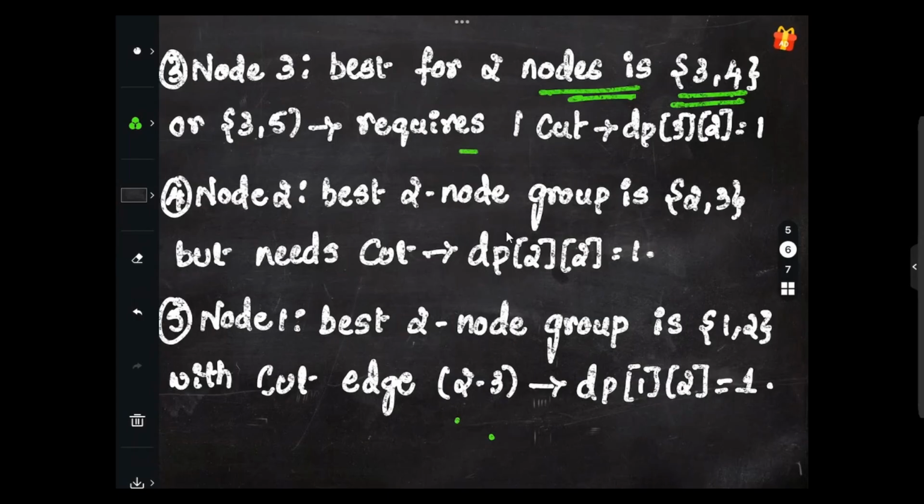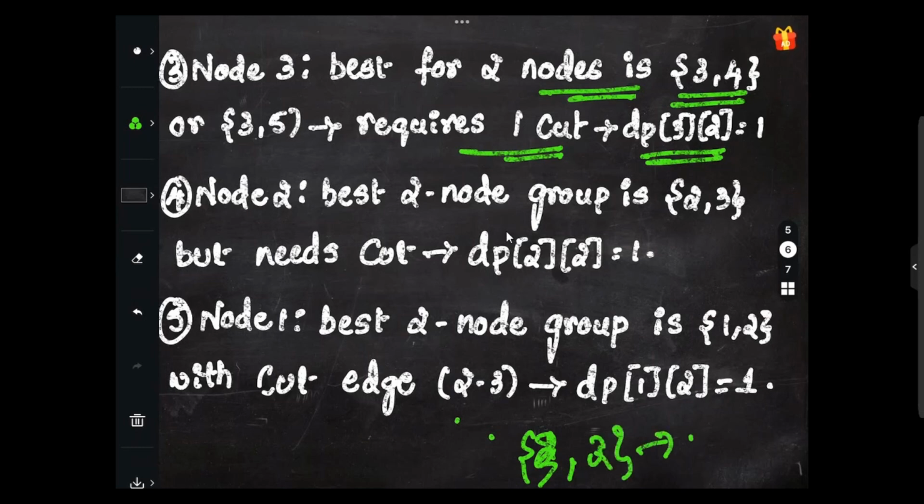So this requires one cut. Again the value of DP of 3 2 is 1. So DP of 3 2 value is 1 according to the DP table. Just give me a second here.